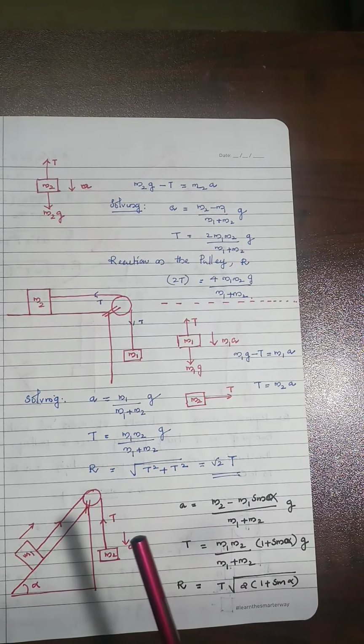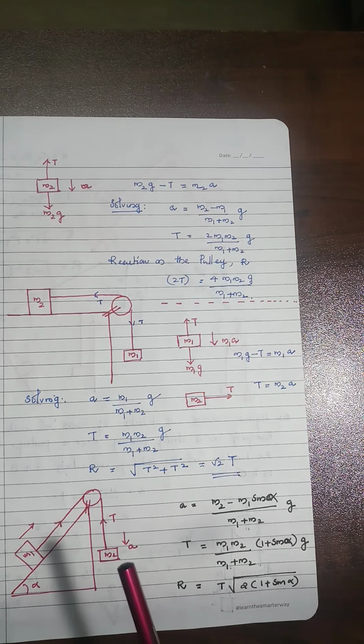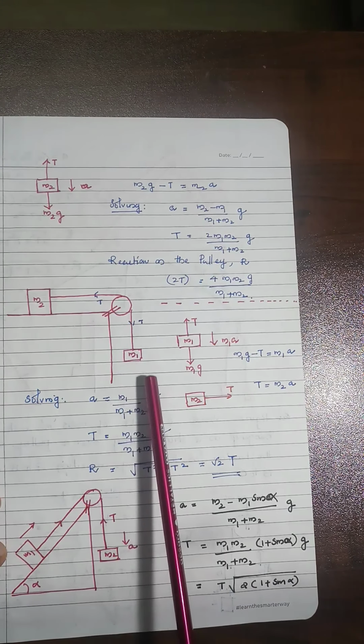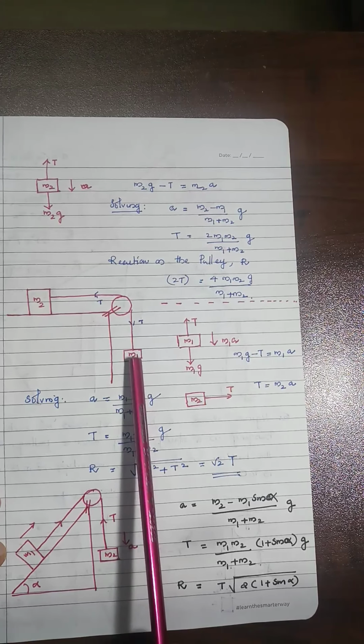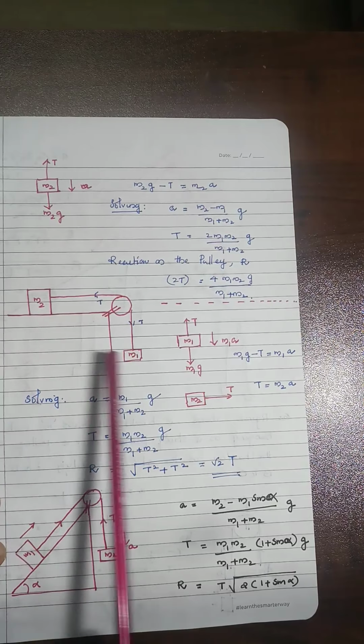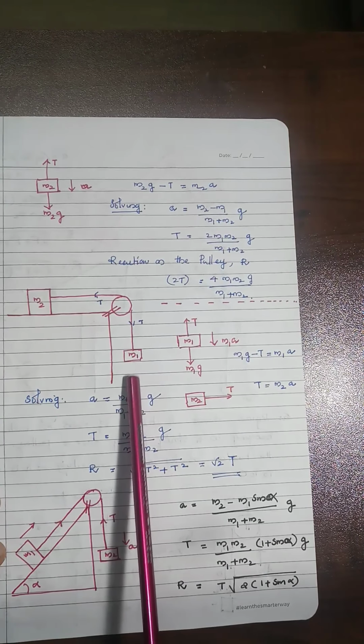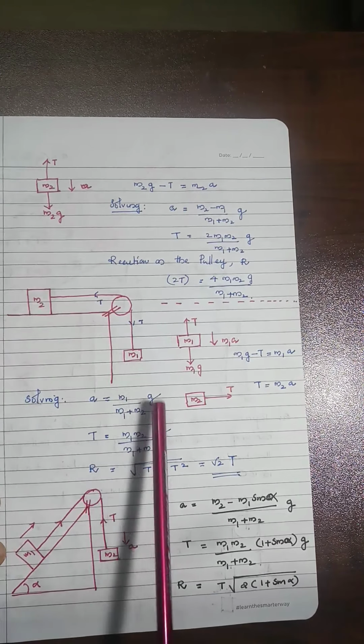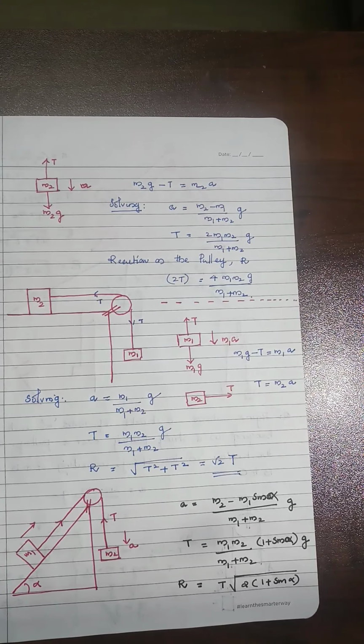If you specially consider all the systems like this, then you can easily find it. And here also, look, the weight acting is m1g and here there is no force. So m1g by total mass, into g. So that is the acceleration, simple.